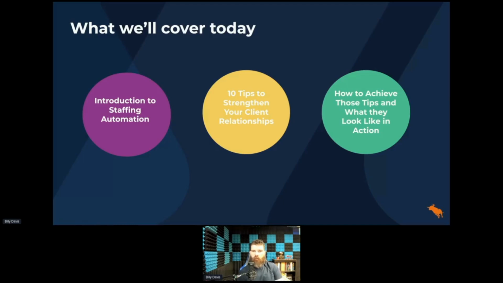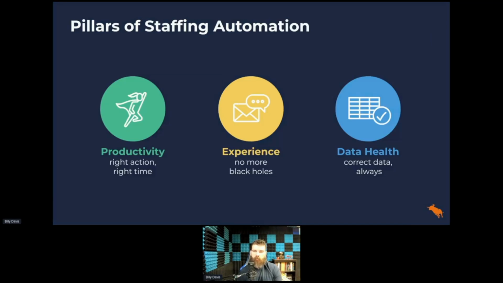So, jumping into what we're going to cover today, first off, I'm going to start with a little introduction for those of you that might not be well versed in what staffing automation is, and talk about our pillars of automation to give you a nice key reference on how you can think about staffing automation and some of the benefits. Then we're going to go right into the meat of the presentation, which is 10 tips that you can use with automation to strengthen your client relationships. And then how to achieve those tips and what they look like in action. So we will jump right into the pillars of staffing automation.